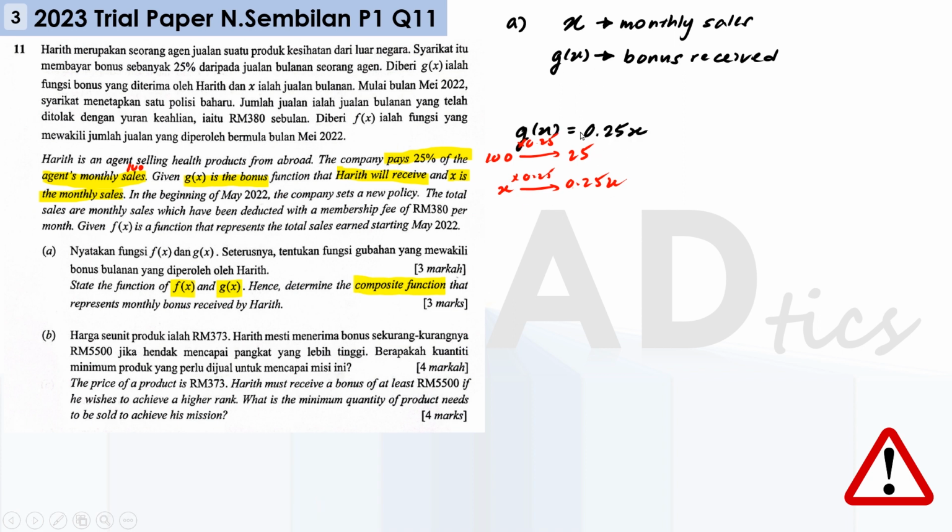So g of x is 0.25x, and f of x is the function that represents total sales earned starting May 2022. Let's jot down here f of x, sales, after deduction. Here it says starting May 2022 because in May 2022 they set a new policy, which is the monthly sales will be deducted by a membership fee of 380 per month. So it will deduct this value from the monthly sales.